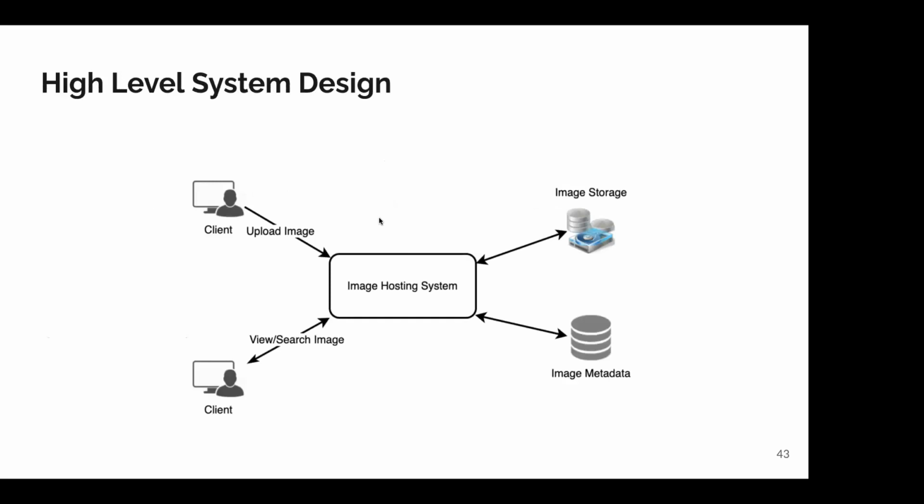All right. So what we have at a very high level, right? This design is going to evolve slowly. But what do we have? We'll have a system with which we are going to have two operations basically. One to upload an image, one to view or search an image, correct? And then we will obviously have an image storage, something like an object storage, right? And we'll also have to store some image metadata.